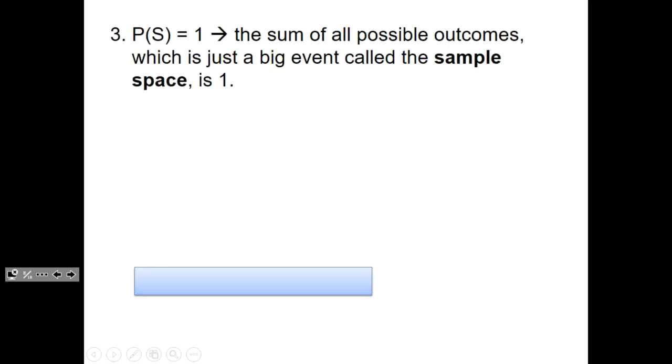Now, the probability of S. S is a special term. This is going to be equal to 1. S is the set of all the possible outcomes, all the different events. It's called the sample space. So the probability that we'll get something from the sample space is 1.